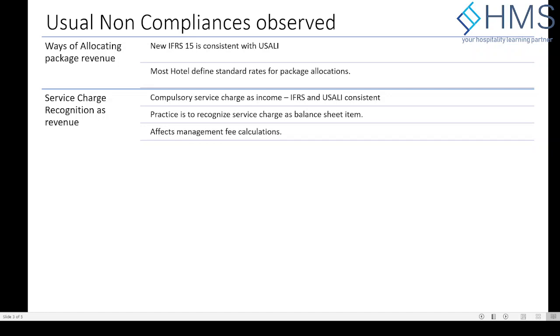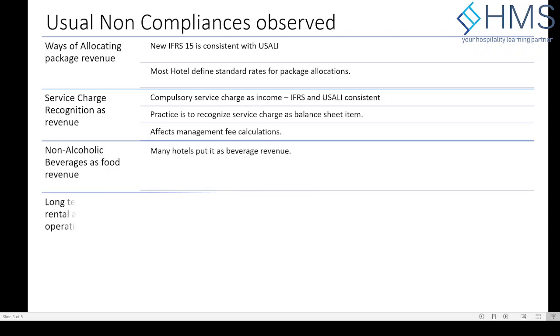So that's one reason why hotels do not recognize that under the profit and loss statement, but that's again a non-compliance. Then, as I have discussed already in the previous talk, non-alcoholic beverages are considered as food revenue. So many hotels put it as beverage revenue.